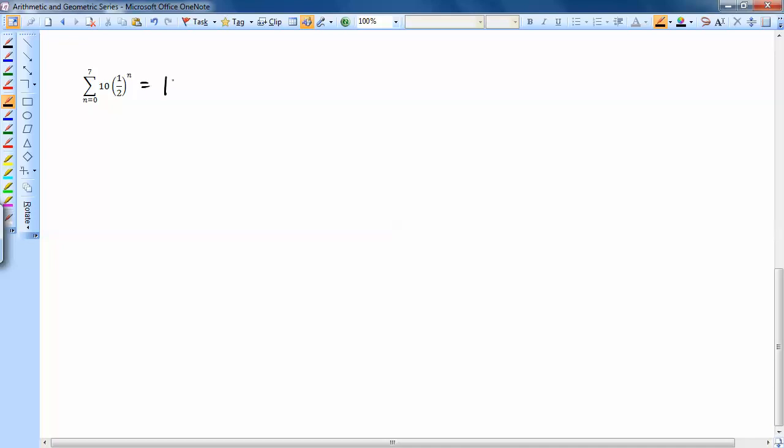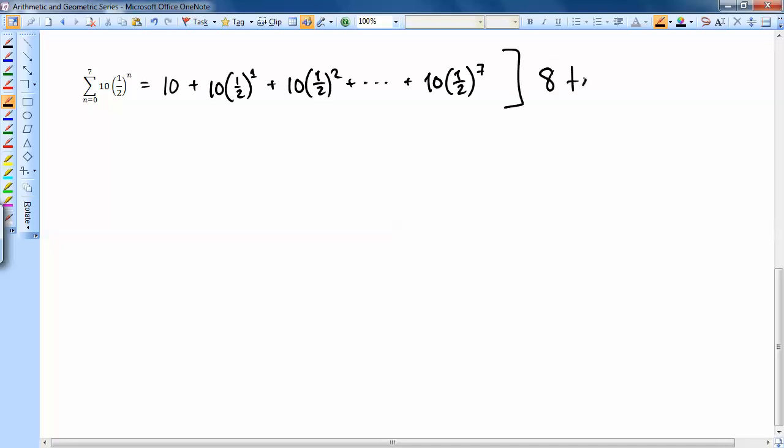This would end up being 10 times a half to the 0, which is really just 10, plus 10 times a half to the first, plus 10 times a half squared, plus dot dot dot, plus 10 times a half to the 7th. So if you think about it, this has 8 terms, right? So I'm going to call the sum 10 plus 10 times a half. I'm not even going to multiply those in. I don't want to because it'll actually make things harder for me when I try to do the trick that I'm about to show you.